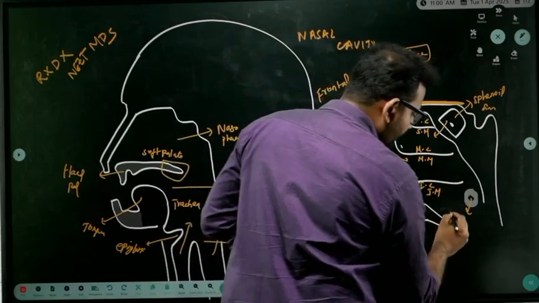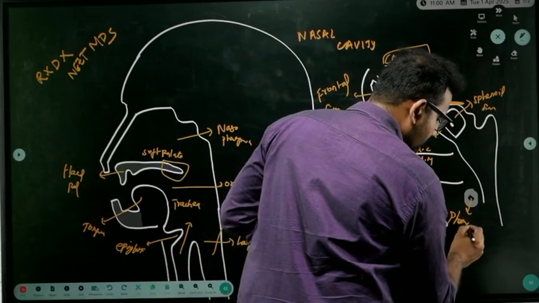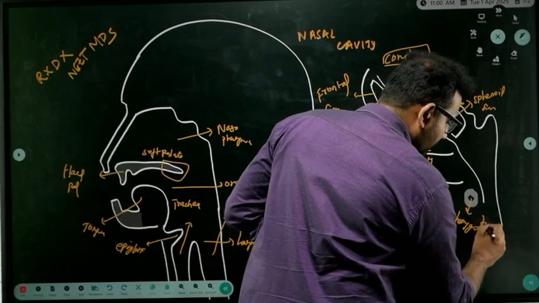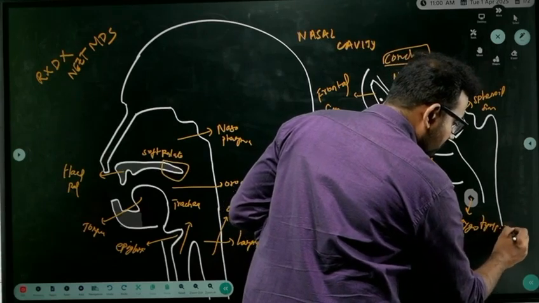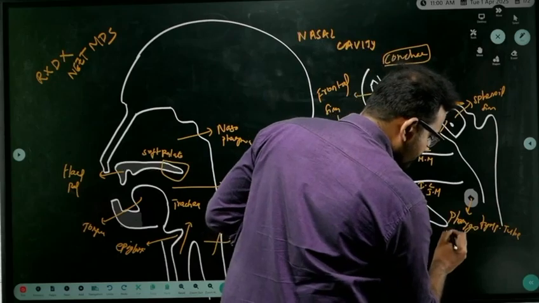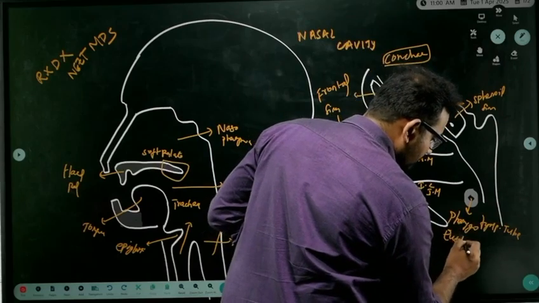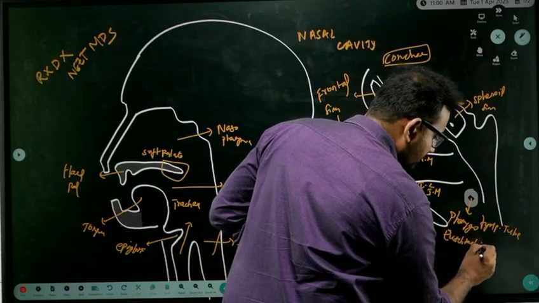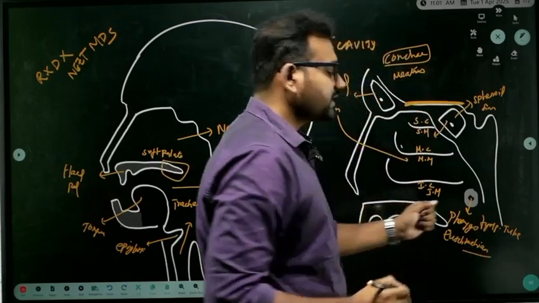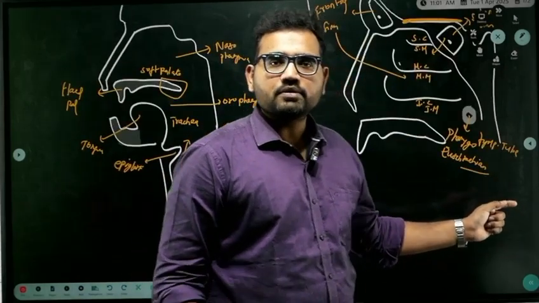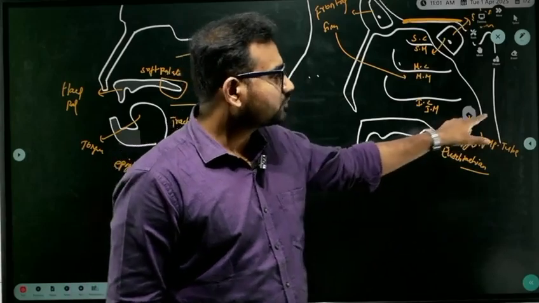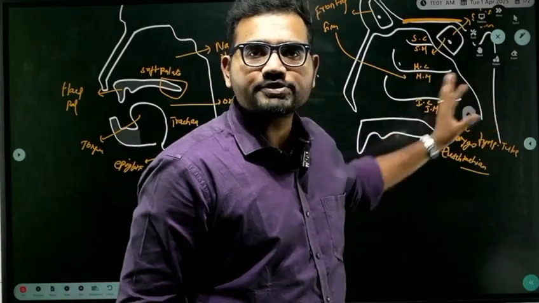This is the pharyngotympanic tube, or Eustachian canal. Basically, the middle ear drains here. The middle ear opens here.